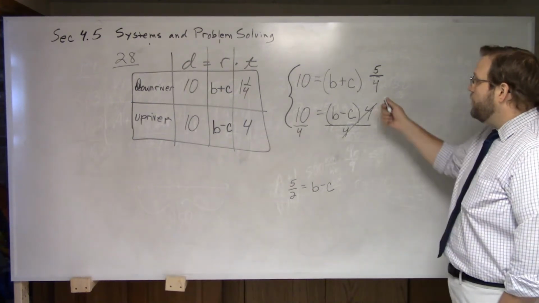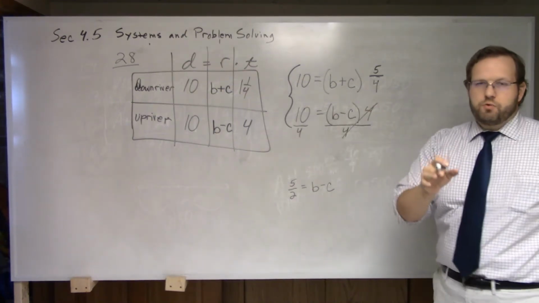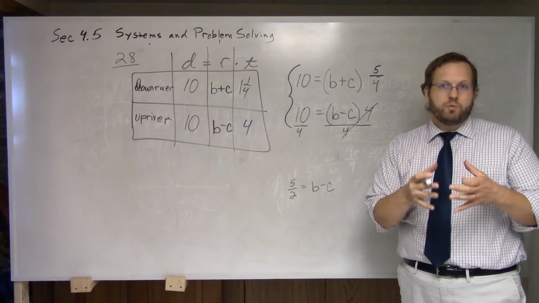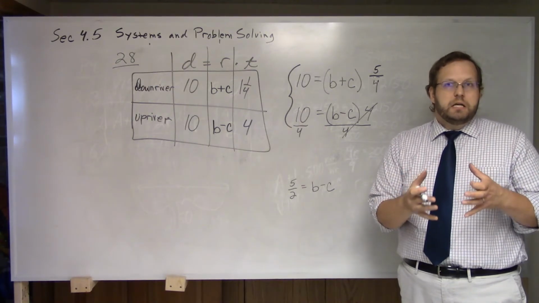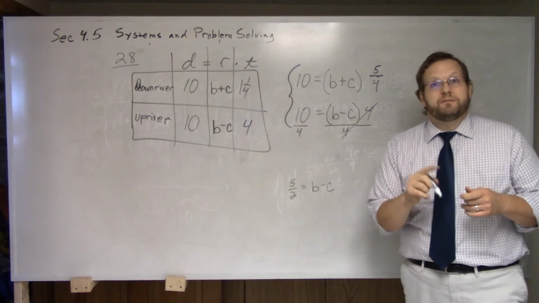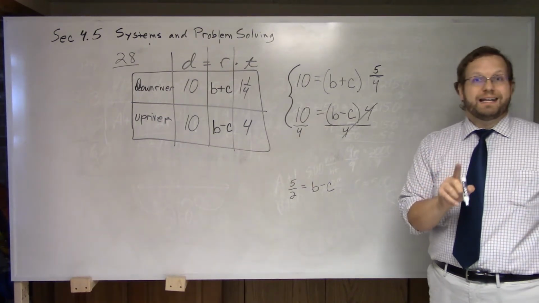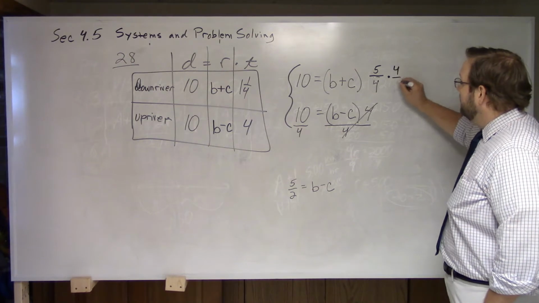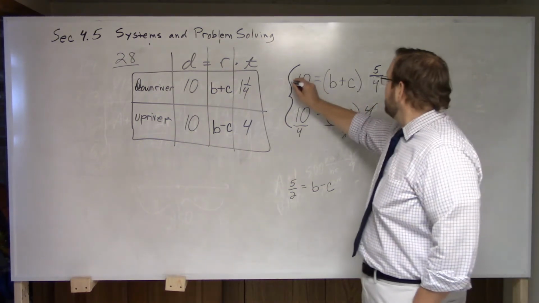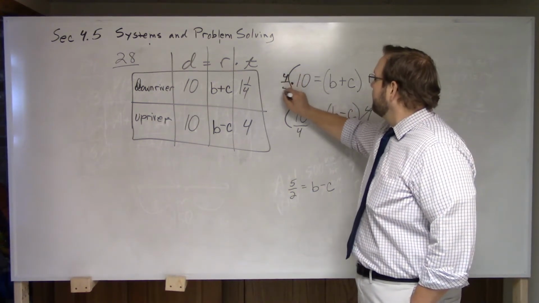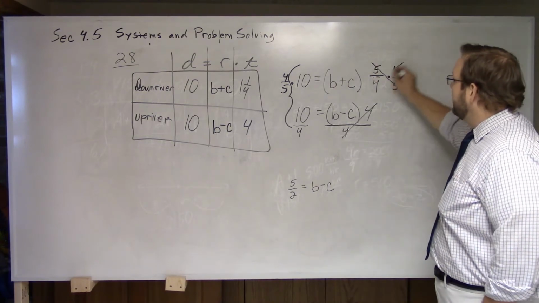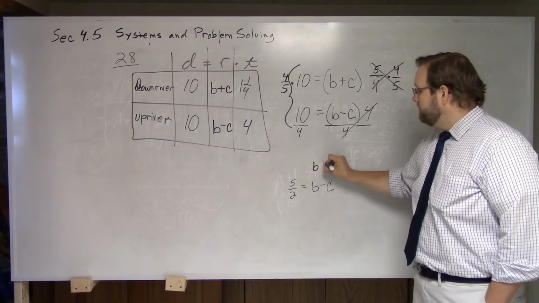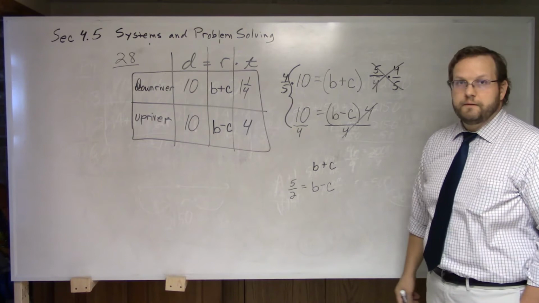Now, I don't want to divide by 5/4. Not that that's wrong, but that gets a little complicated. It's what we call a complex fraction then. So what we're going to do instead of dividing by 5/4, remember dividing by a fraction is the same as multiplying by the reciprocal. All of that is gone. We have B plus C.